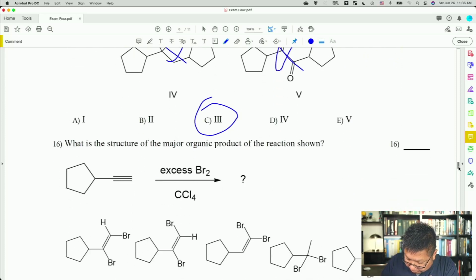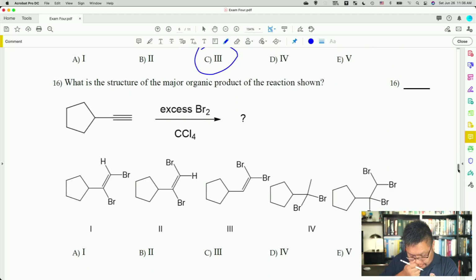Next, we have our excess bromine and carbon tetrachloride again. So this is the halo... I was thinking about that Beyonce song Halo. That's probably why I said halo.